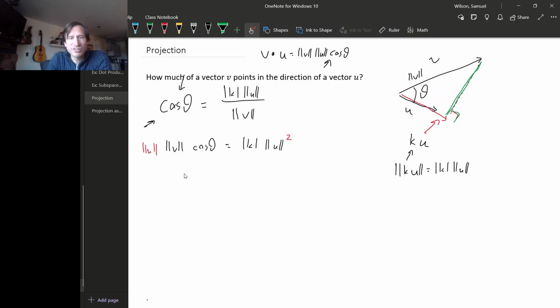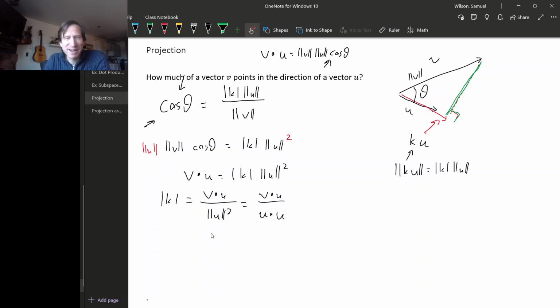So now the left-hand side is just the dot product of v and u, equals absolute value of k times magnitude of u squared. And now we can solve for the magnitude of k. Just divide both sides by magnitude of u squared. So this scalar k that we're looking for, its absolute value is v dot u over the magnitude of u squared. And if you like, you can write this as v dot u over u dot u, which is a nice way to write it.